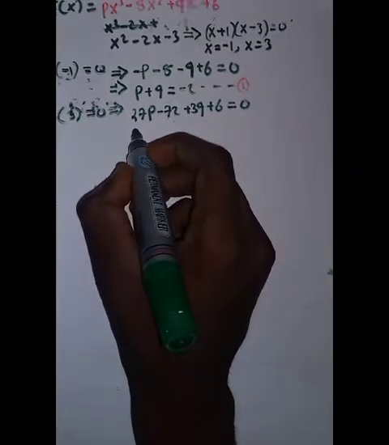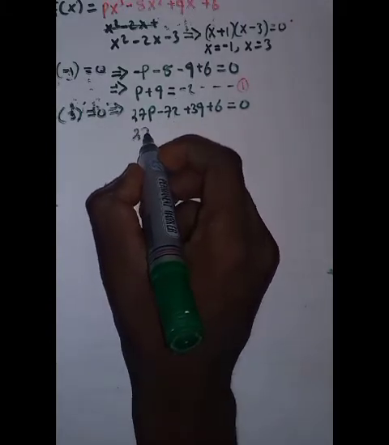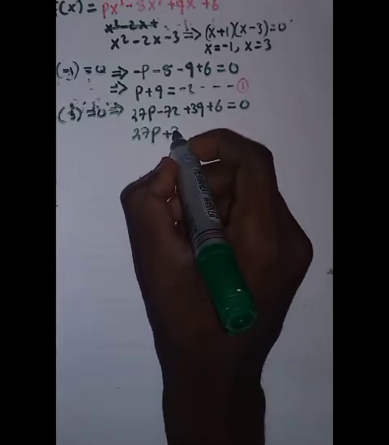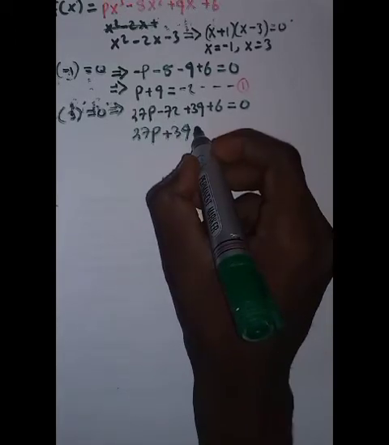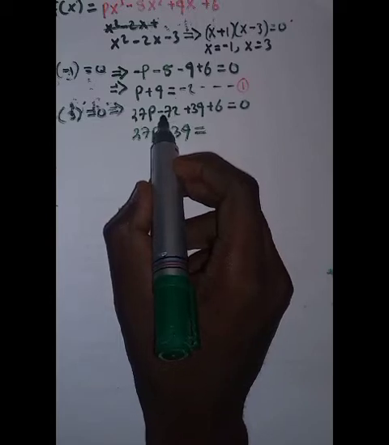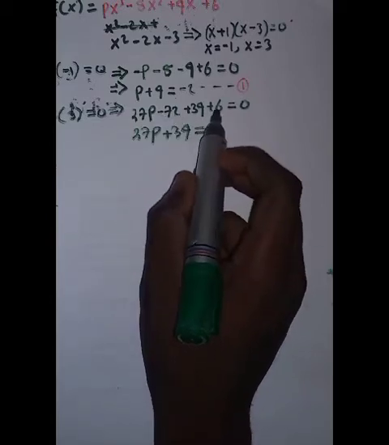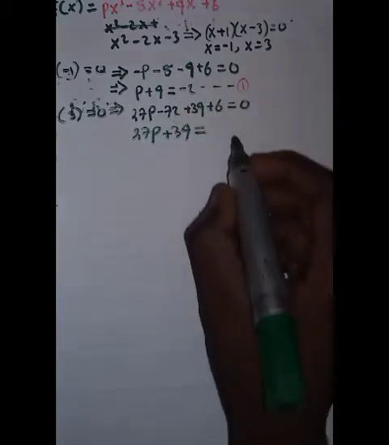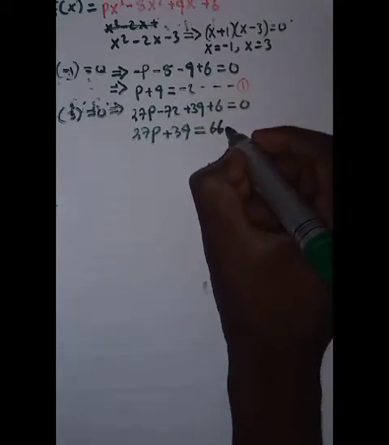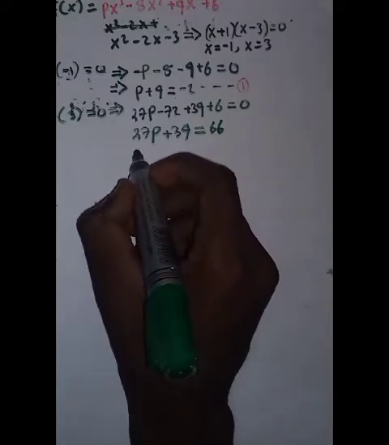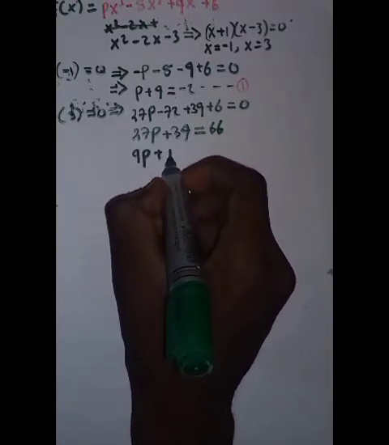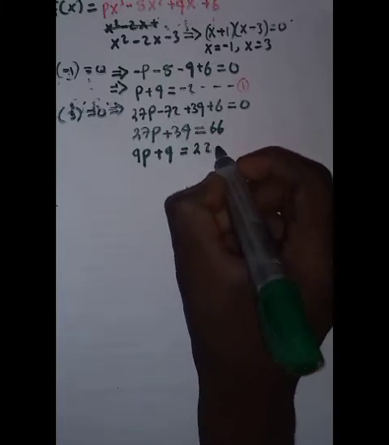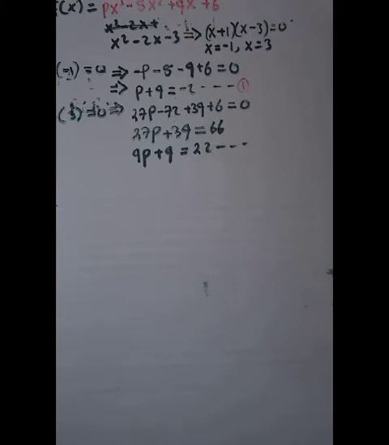So if we solve everything now, we have 27p plus 3q. That has to give us negative 72 plus 6, which is negative 66. It goes across to become positive 66. If we divide all through by 3, we have 9p plus q, which gives us 22. We can call this equation 2.